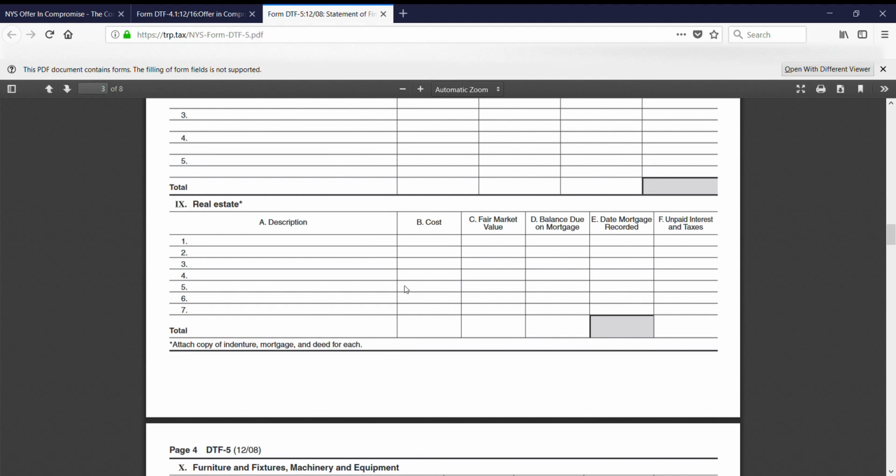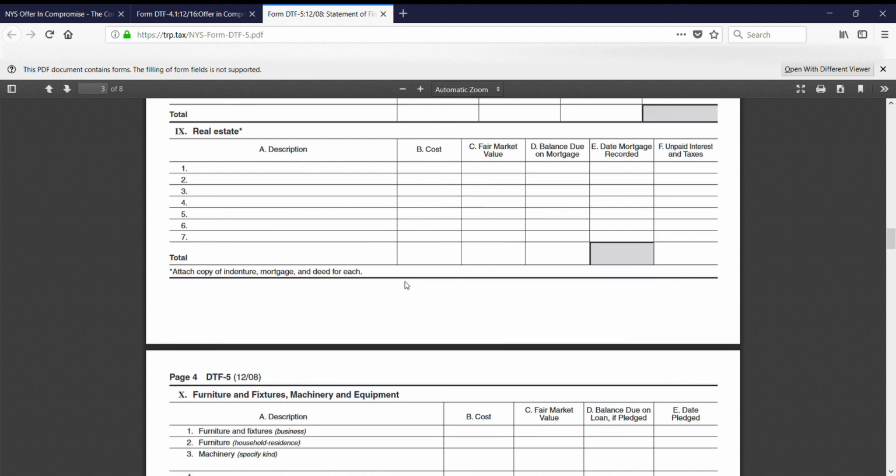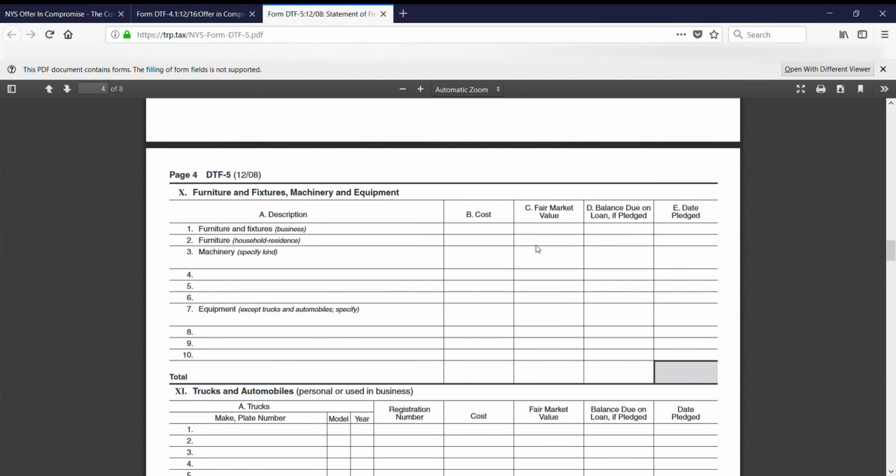Real estate, what's your real estate? If you have more real estate than you owe in taxes and there's not mortgages on it, you're probably not going to get a settlement. They're probably going to say either pay us in a payment plan or sell your real estate and pay us. Furniture, fixtures, most people's furniture isn't worth that much when it's used. I typically just put $1,000 here. Used furniture does not have a great value.